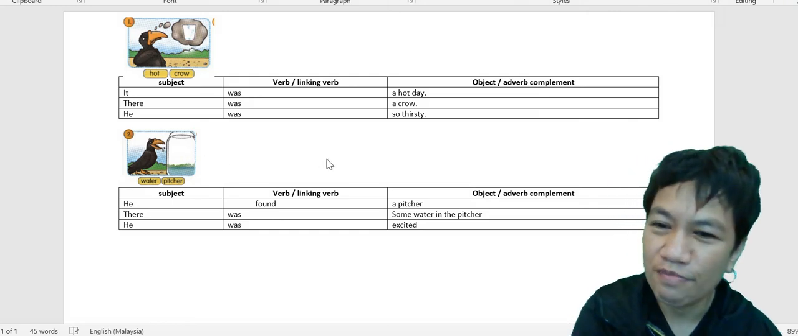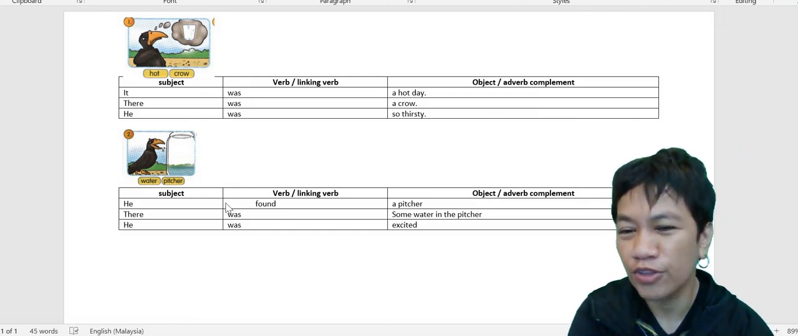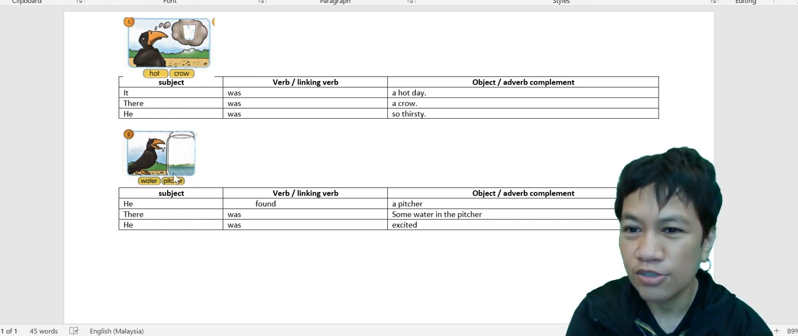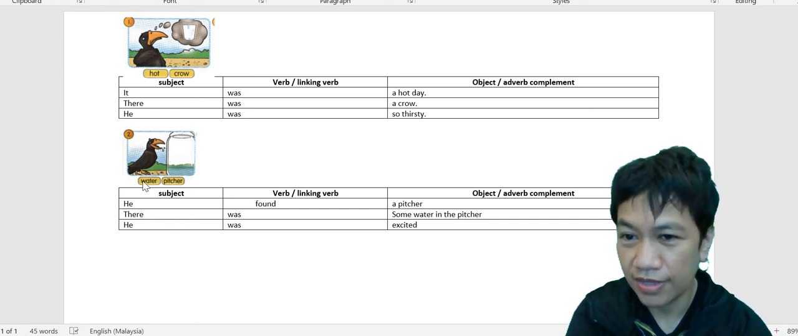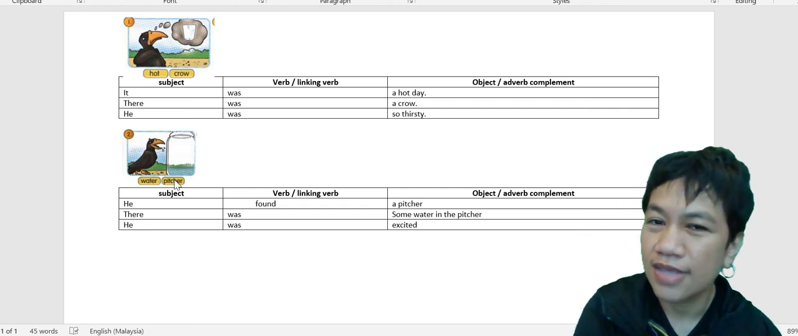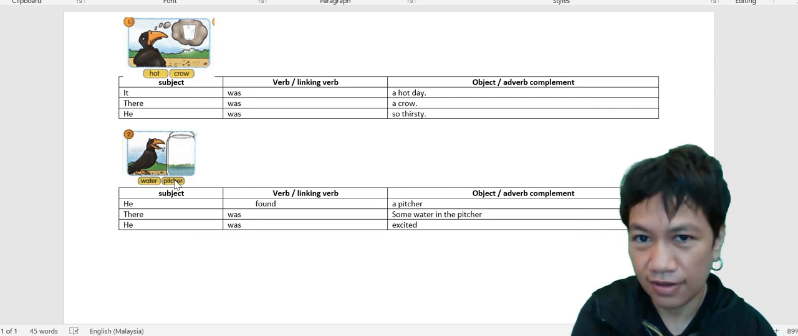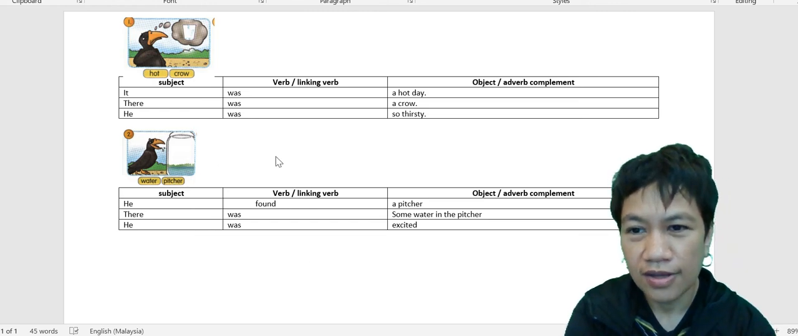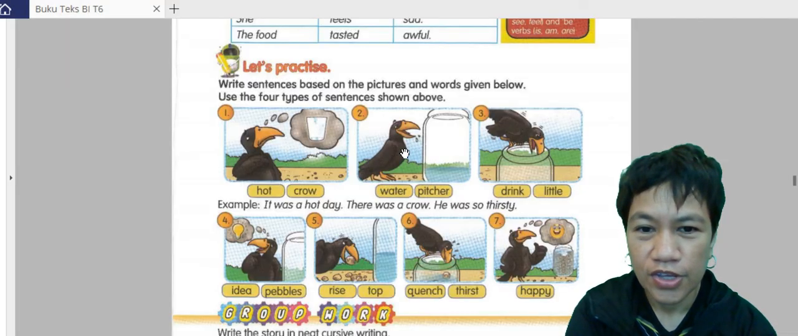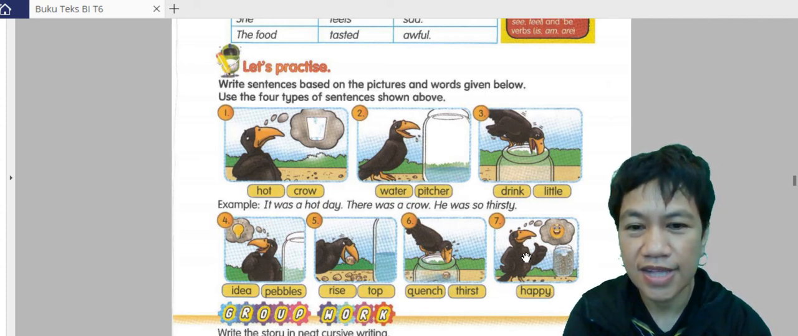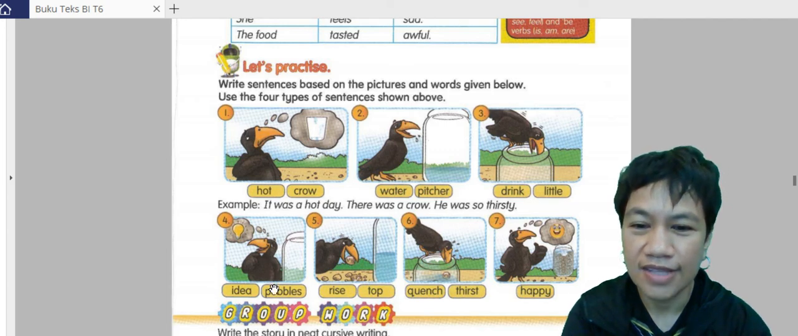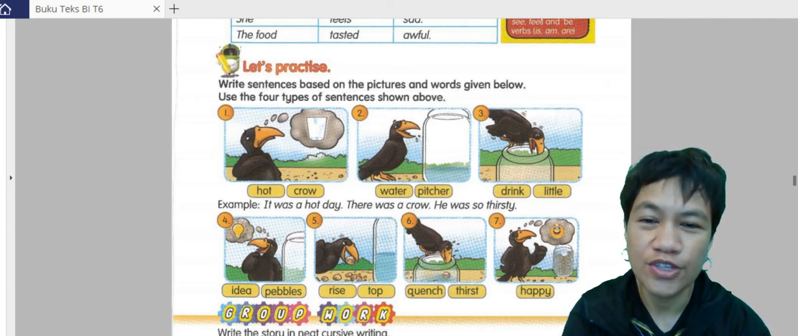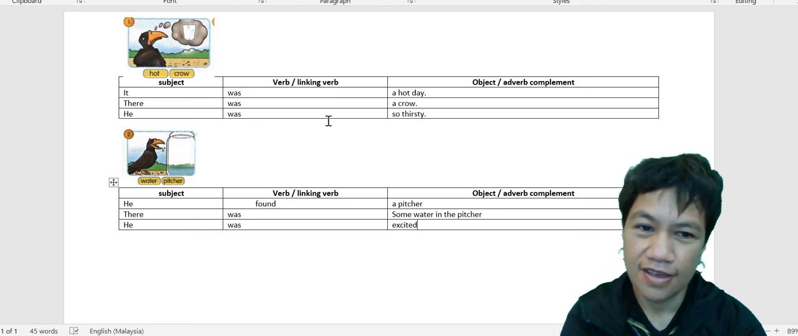So the example that I have shown you is how you are going to write your sentences based on the picture given, the words, and also the sentence patterns that you have learned. So this is number 2. You have to write for number 3, number 4, 5, 6, and 7. Okay, write sentences based on the pictures and words given below. So you must write sentences. You can use this template.